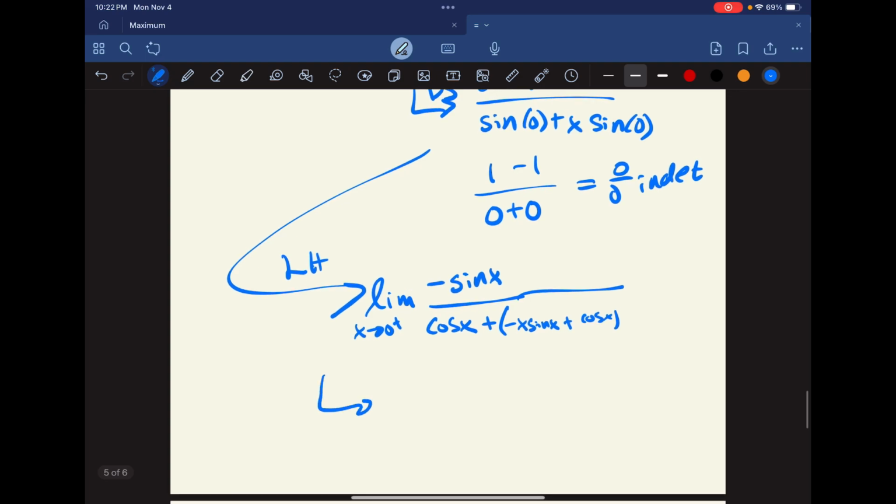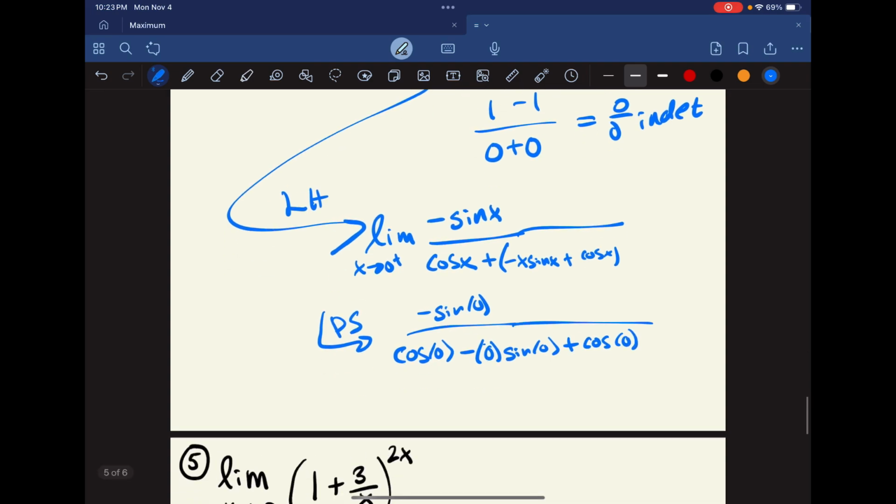So then we try direct substitution again, and so negative sine of 0 divided by cosine of 0 minus x sine, minus 0 times sine of 0 plus cosine of 0. So then we can simplify this a little bit. Sine of 0 is just 0, cosine of 0 is 1, minus 0 plus, and again, cosine of 0 is 1. So that's 0 over 2. So that is just 0.